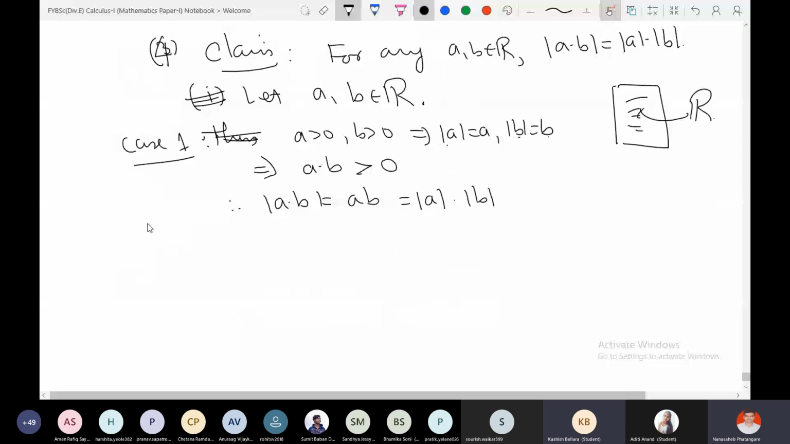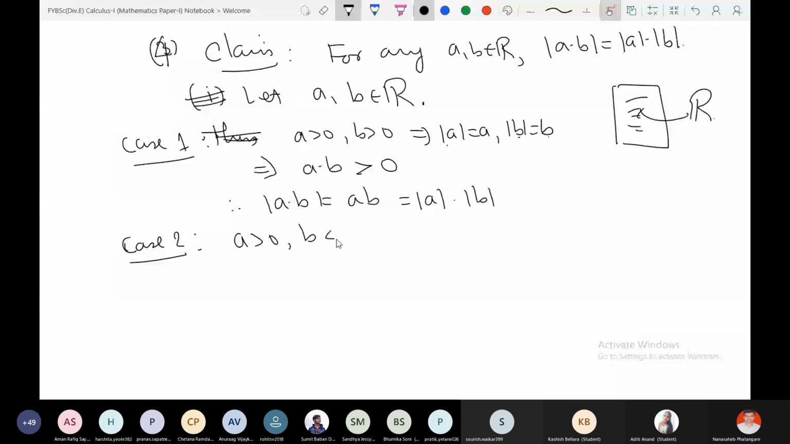Now, what is case 2? What is the second case? A positive and B negative. Then what is the absolute value of A? It is A. The absolute value of B is minus B, right? Because B is negative.